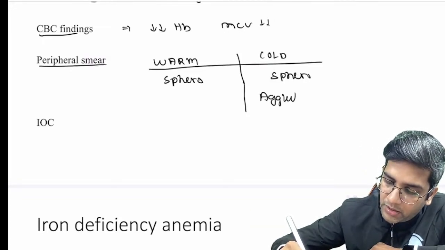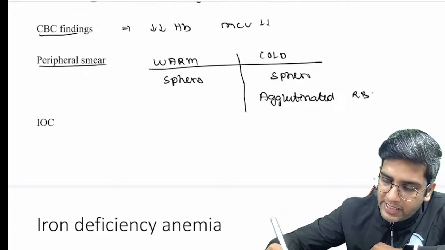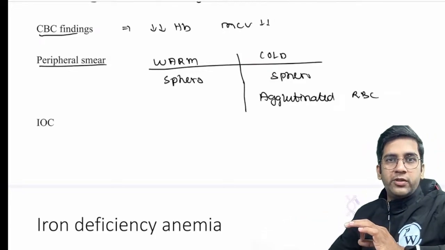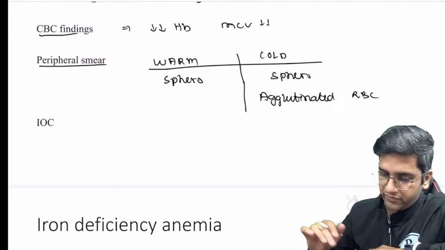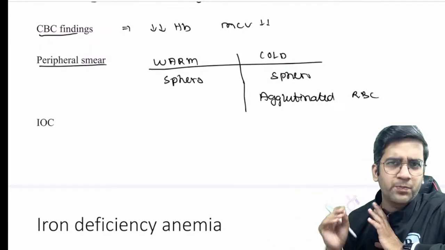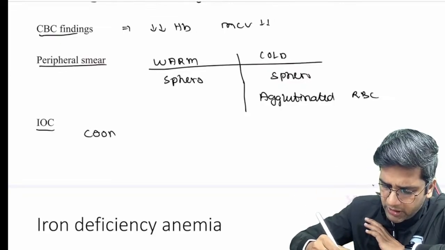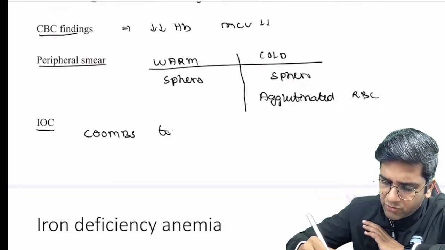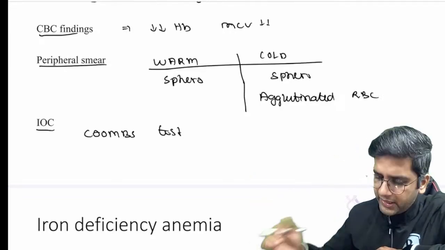You'll have agglutinated RBCs. Agglutinated RBCs is classical for a cold autoimmune hemolytic anemia. You will not see them in warm. Warm will never have it. So once I find spherocytes or agglutination, I'll go with an investigation of choice, which is undoubtedly the Coombs test. If Coombs test is positive, my answer is different. If Coombs is negative, we think of something different, right?